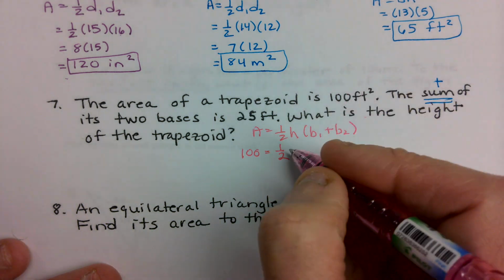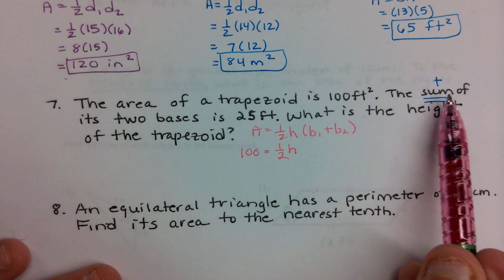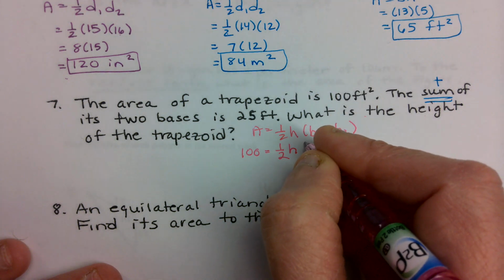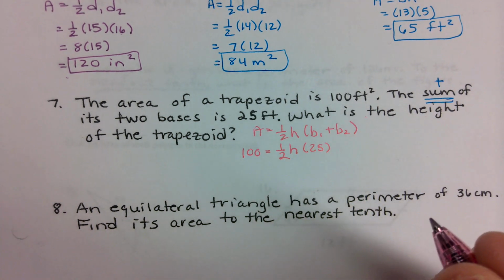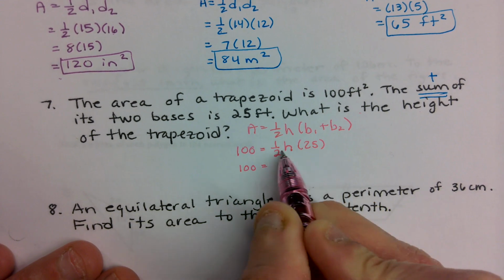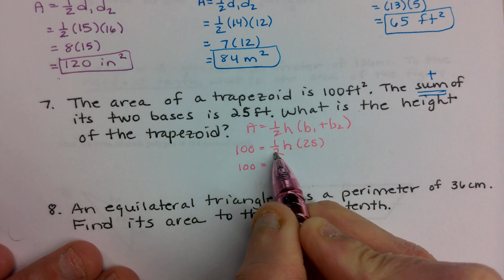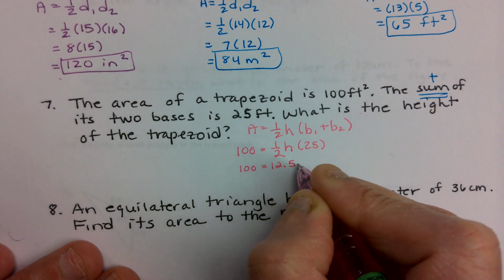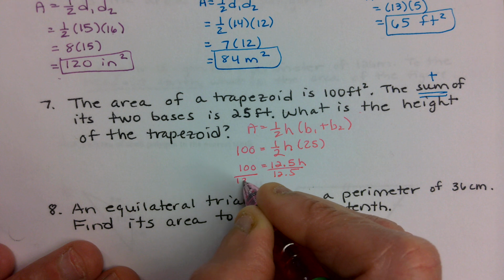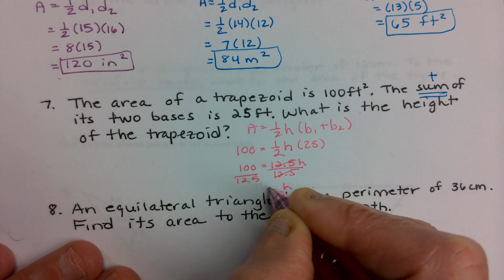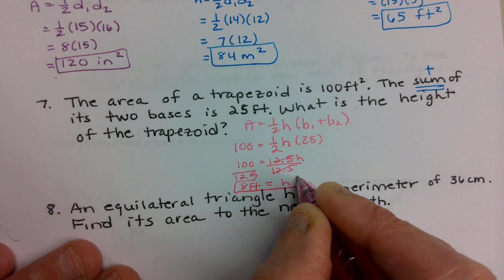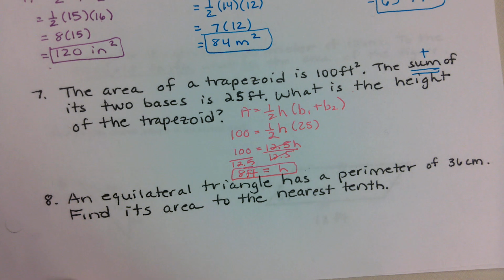What is the height? So you're trying to find the height. And then it says the sum of the two bases is 25. So they already added up the two bases right here, and they found out it's 25. So now, these are all multiplied. Okay, the addition now is gone, so I can do half of 25 is 12.5 times height. Divide both sides by 12.5. And the height is 8 feet. It's not 8 feet squared, it's not area, it's a height. Measure height in feet, not feet squared.